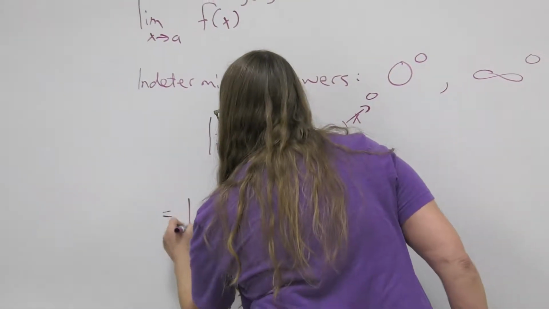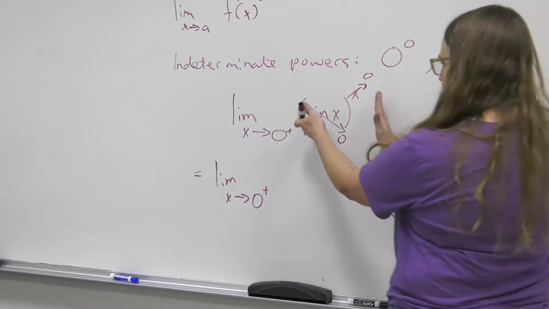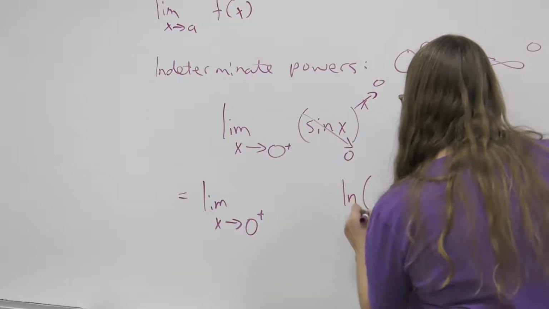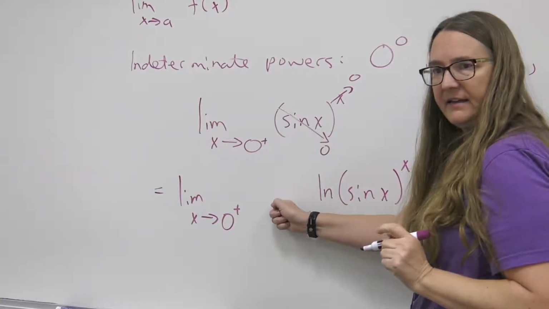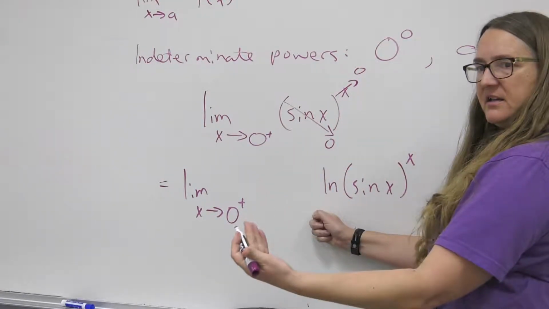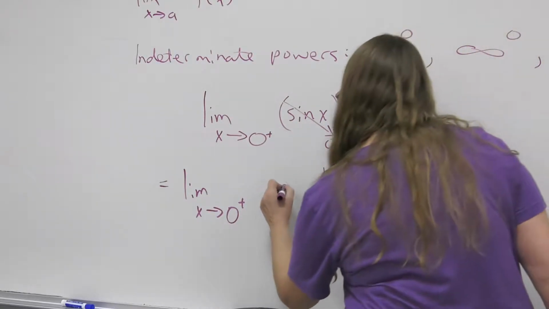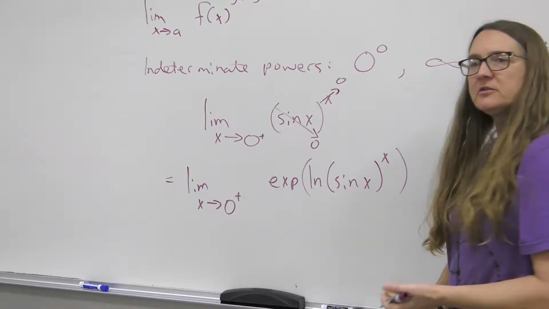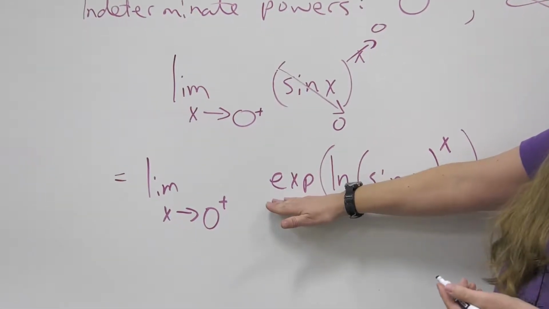So I'm going to say that this is the limit as x goes to 0 from the positive side. Now I'm starting with sine x to the x. I'm going to go ahead and do something to that. I'm going to take the natural log of that. But then I'm going to undo that. And how do I undo taking the natural log? I would exponentiate. So I'm going to take e and raise it to this power. Notationally, this might be a little bit new. I'm going to write that as exp of the natural log of sine x to the x. This is just an alternative notation for the exponential notation.